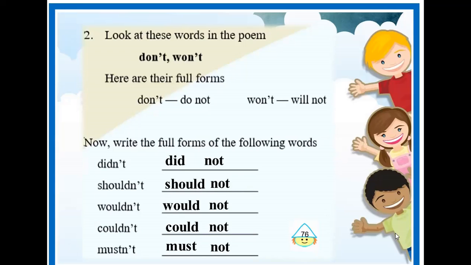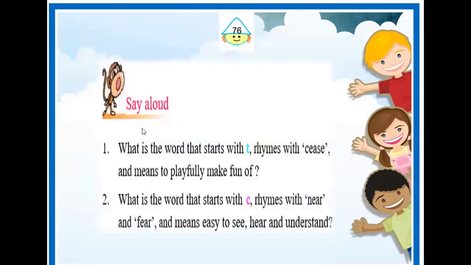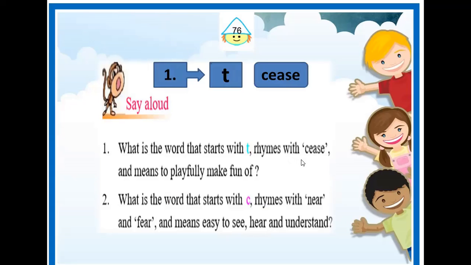Children, next we have a very interesting exercise, which is say aloud. Children, listen to me carefully as I read out this riddle. The first riddle is, what is the word that starts with T, rhymes with sees, and means to playfully make fun of? Any guess here, children? Wonderful! The answer for this riddle is tease. So tease is the word which starts with T and it rhymes with the word sees.